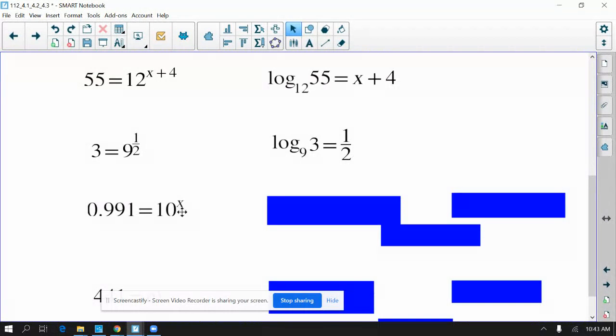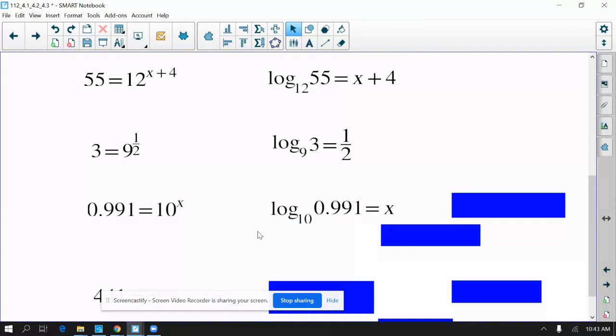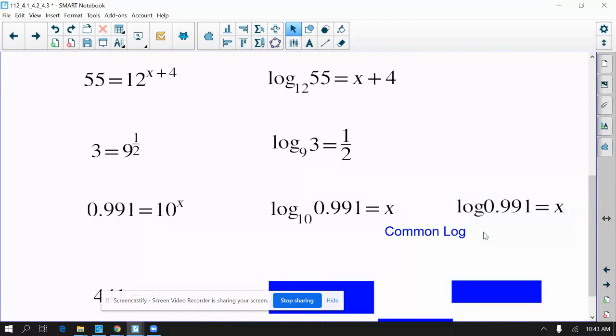And again, the exponent is x, so the logarithm is going to equal x. This is log base 10 of 0.991, but this is a special log. Whenever there's a log base 10, this is called a common log. The 10 is just not written. So this is how we would write them. If it is a log base 10, you just write the word log. This is a convention that we just have to get used to.